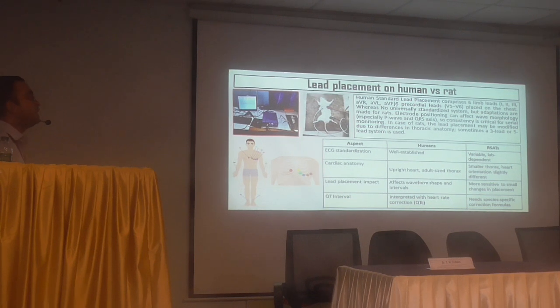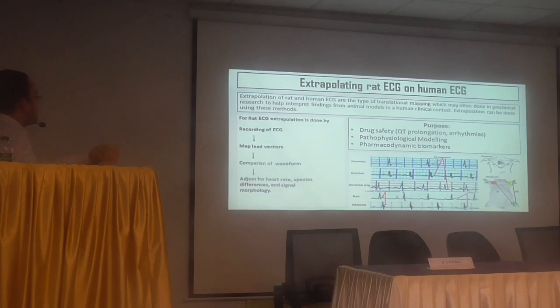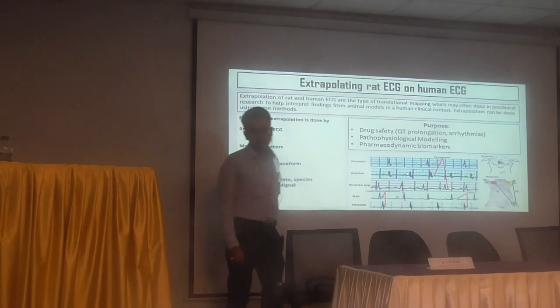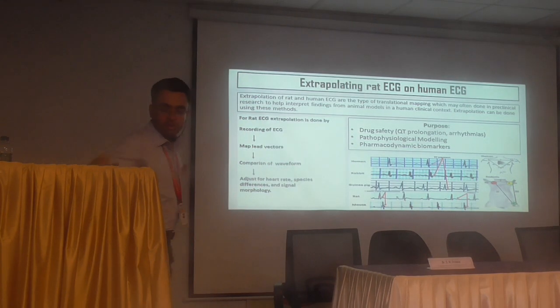In case of the rat, we need species-specific correlation formulas to determine the heart rates and all. So that is the extrapolations. So there is the human ECG graph, and there is the rabbit ECG graph. That is the guinea pig ECG graph. That is the rat ECG graph, and that is the mouse ECG graph. Okay, and that is the site of the placement of electrodes.